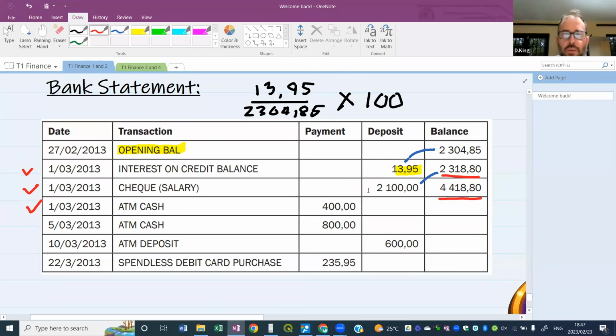You can see here that we've got a deposit column, and the deposit column seems to be making this balance bigger. Then ATM cash, when you withdraw money at the ATM, this payment column of 400 Rand, what's that going to do to the total? What's the new total going to be?